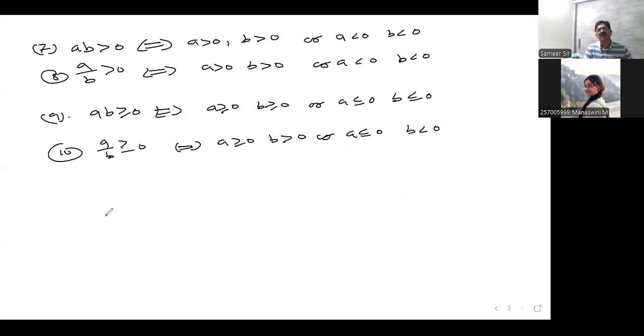Now, some more are there. We'll go later onwards, but it's not necessary. Basically, you should have a little idea about this. Now, type-wise, I'm going to see type 1.